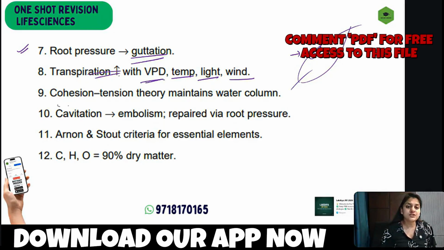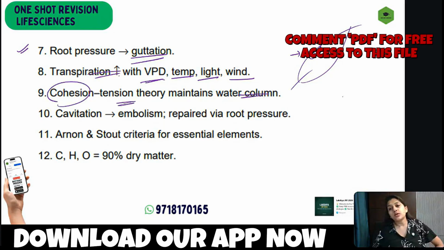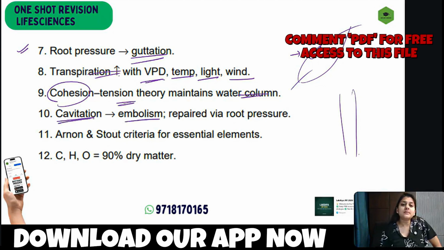Then you have cohesion. Cohesion tension theory is the one that helps to maintain the water column. Then what is cavitation? It is embolism. It is repaired via your root pressure.